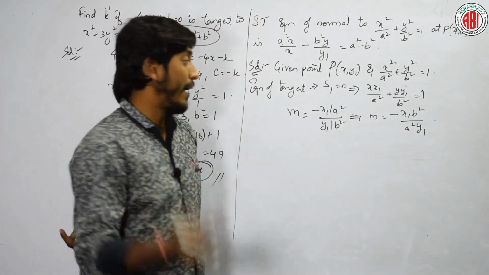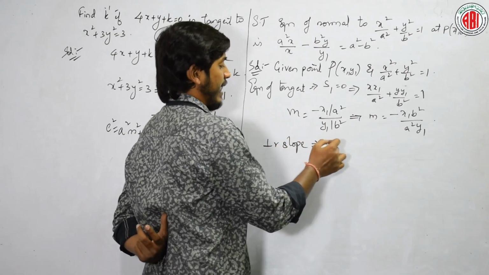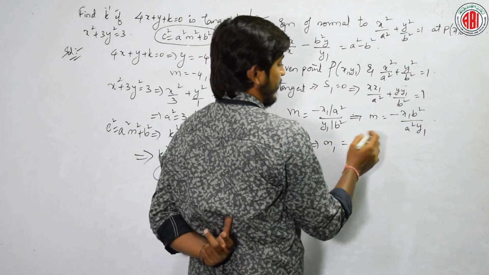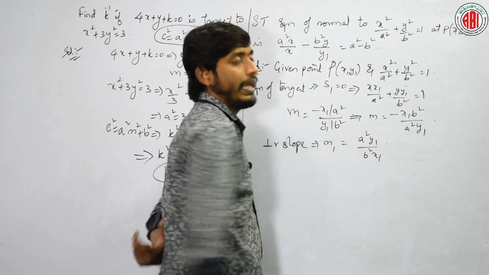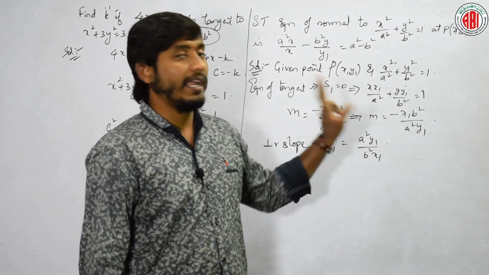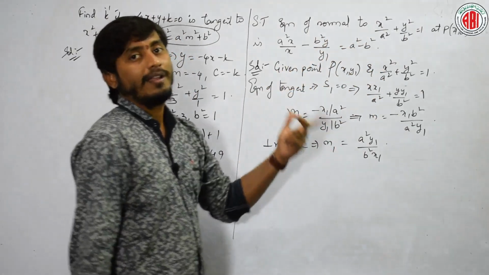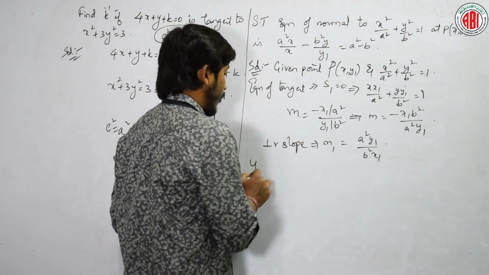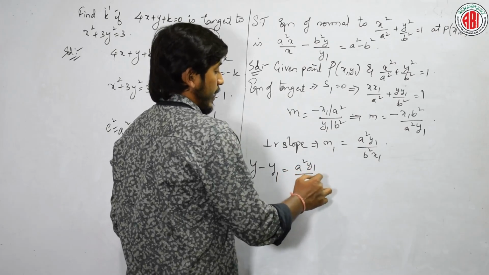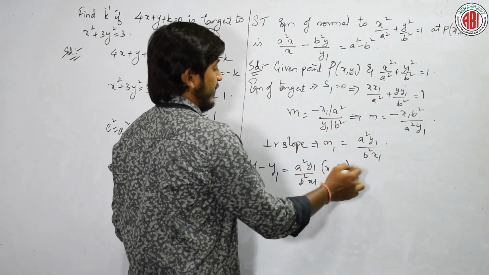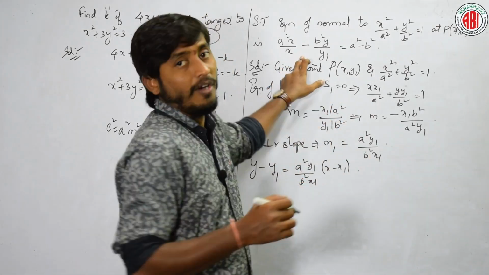Okay. Then what is the perpendicular slope? Perpendicular slope, let us say it as m1, which is minus 1 by this. This becomes a square y1 by b square x1. Is it? Reciprocal and multiplying it with minus. Is it right? Now, can I find the equation of normal? Obviously, y minus y1 is equal to m1 into x minus x1.